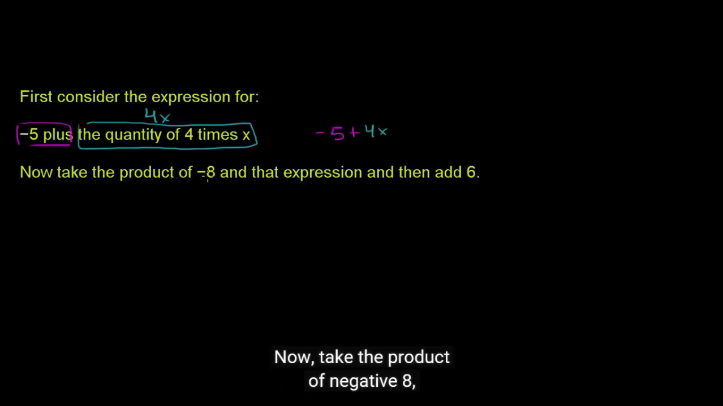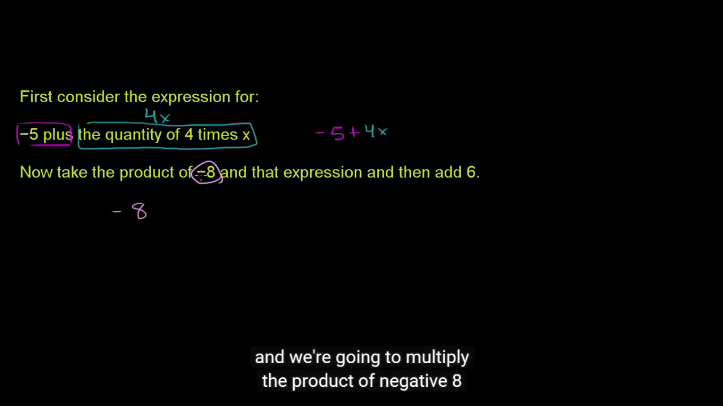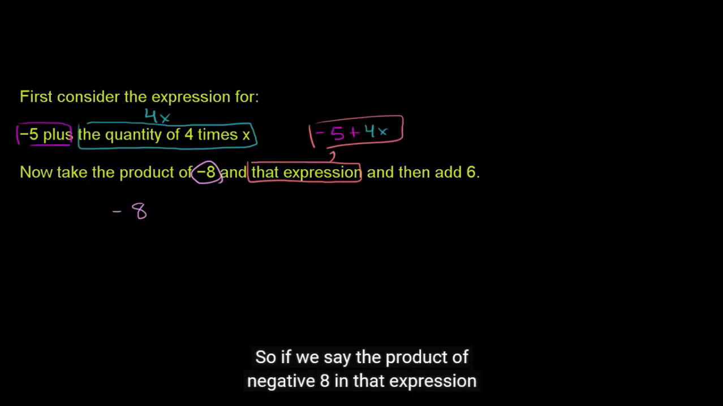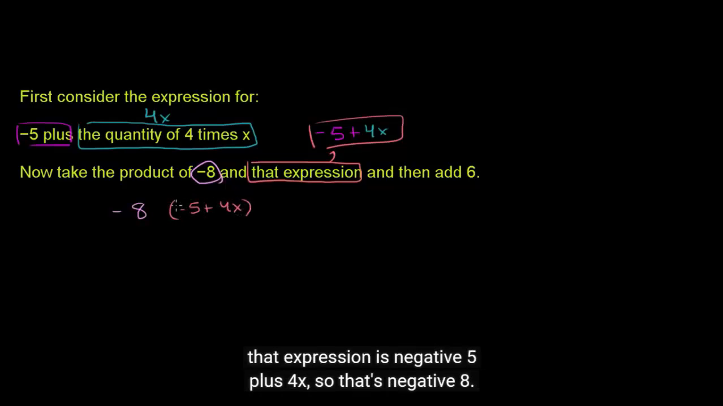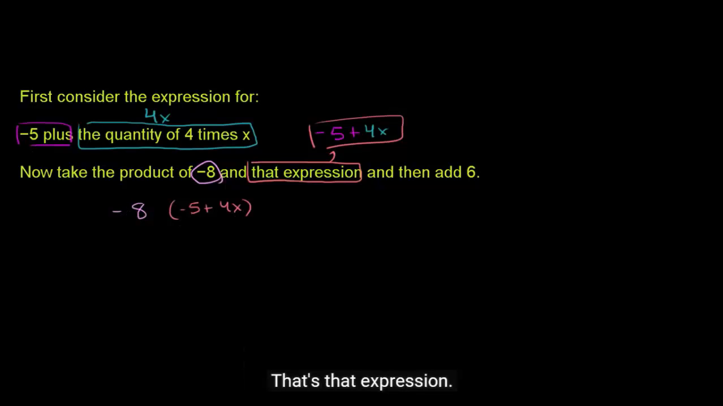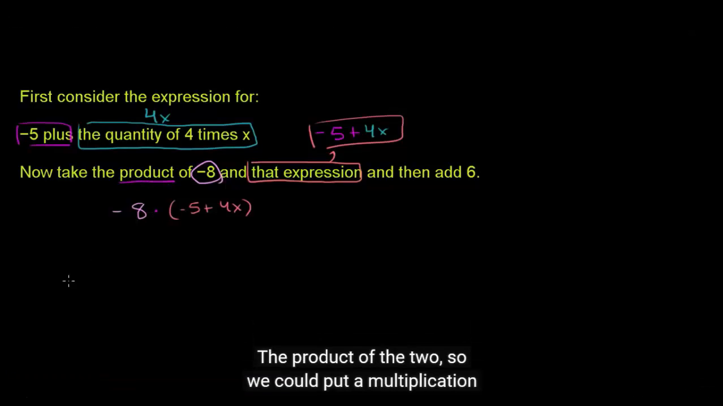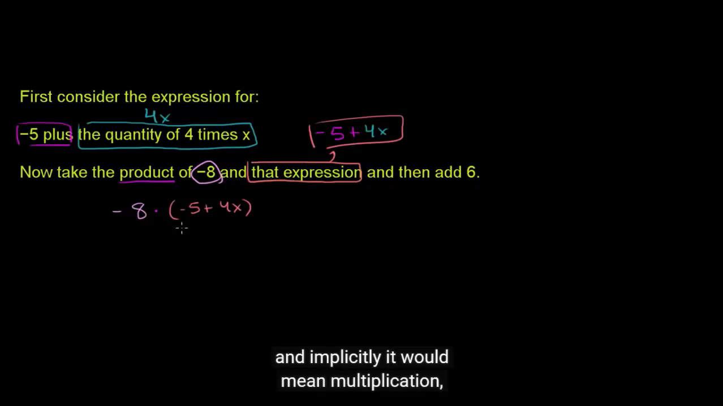Now take the product of negative 8. So we're going to take negative 8 and multiply the product of negative 8 and that expression. That expression is this thing right over here. So the product of negative 8 and that expression is going to be negative 8 times that expression. That expression is negative 5 plus 4x. So that's negative 8, and that's that expression. The product of the two, so we could put a multiplication sign there, or we could just leave that out, and implicitly it would mean multiplication.